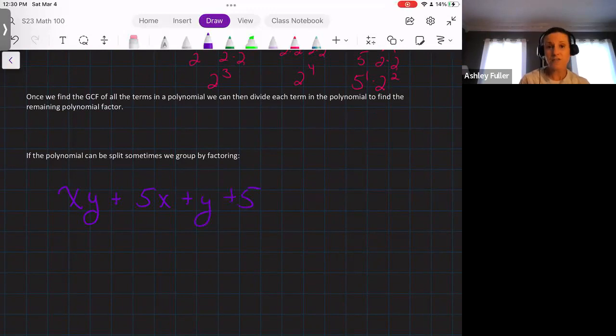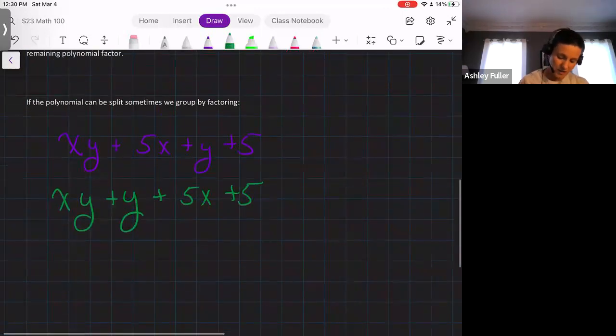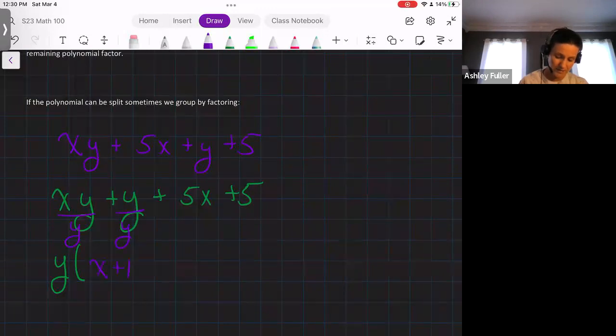When I'm factoring, the first thing I'm always going to check for is a GCF. But notice that not all of these have an x, not all of them have a y, and not all of them have a 5. However, if I change my order here, I can rewrite this as xy plus y plus 5x plus 5, and that gets me things that they have in common. With these first terms, I can pull out a y, and then if I divide both terms by the GCF of these 2 terms only, I'm left with x plus 1.